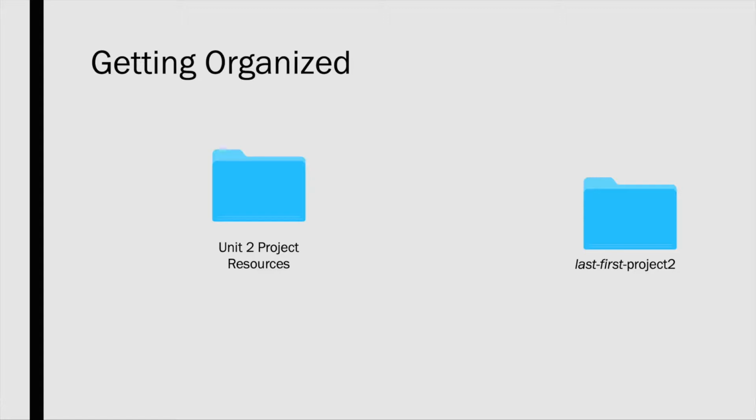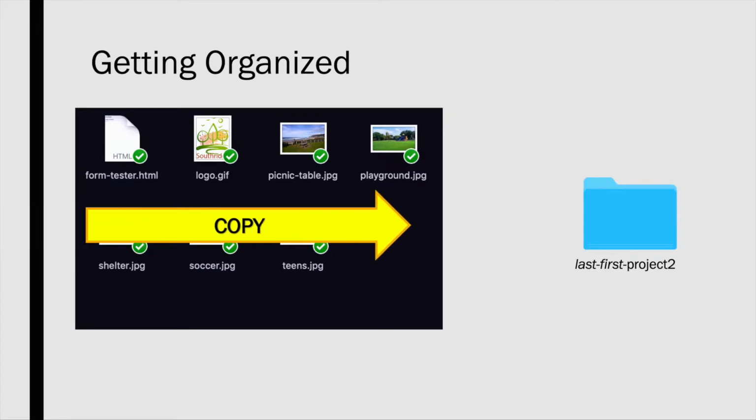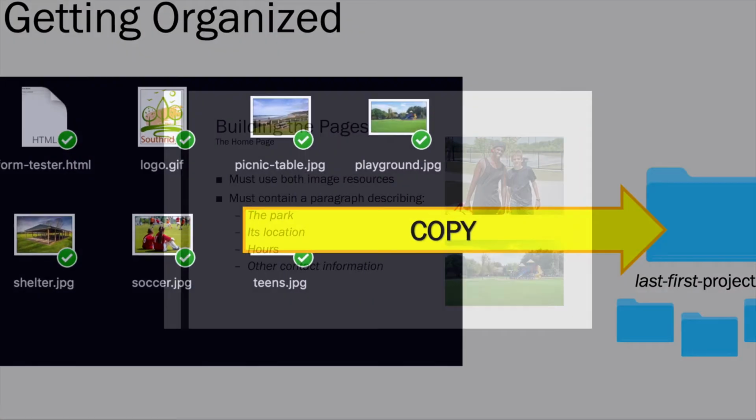Once you have the Unit 2 project resources, open it up and you'll notice that there are a lot of pictures and a form tester. Again, the text will not be provided for you, so you will be creating it. Make sure you copy all of this into your project folder and then organize appropriately based on what assets are available. Keep in mind that how you name your folders will actually be graded just like Unit 1.